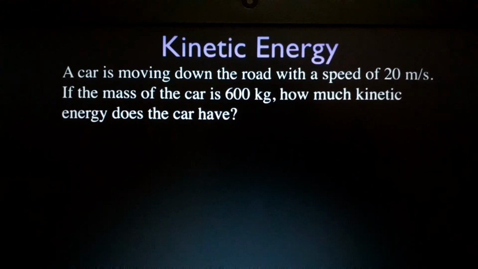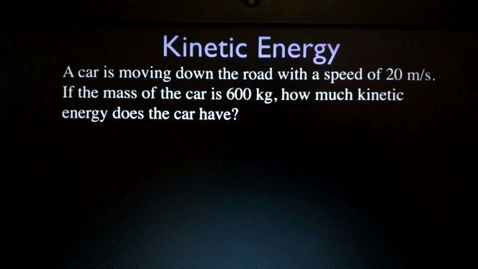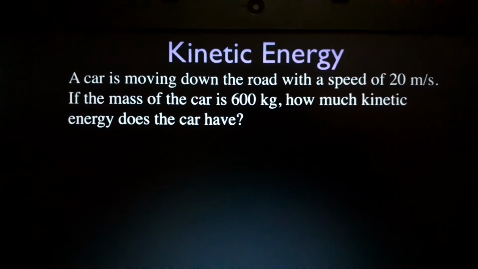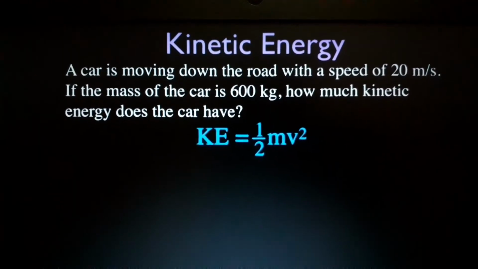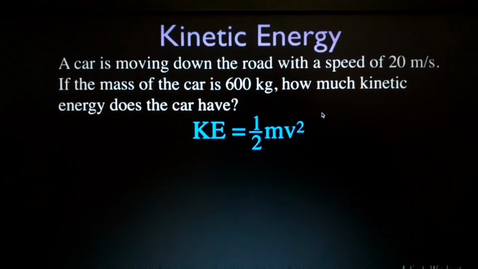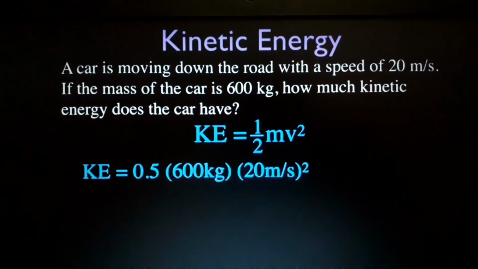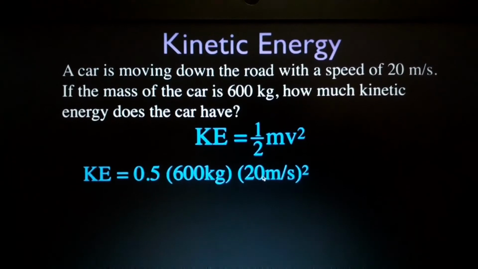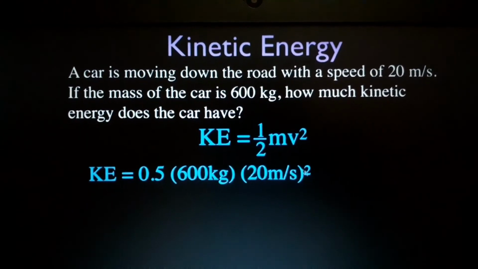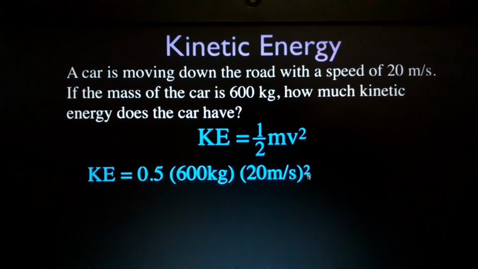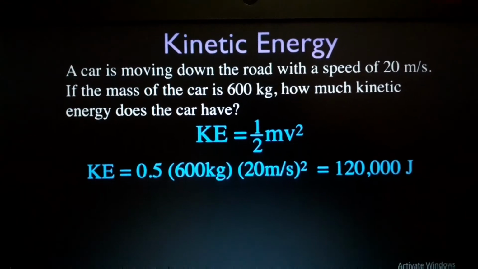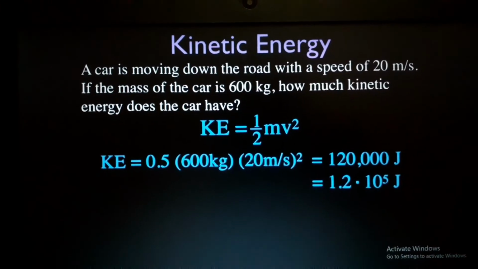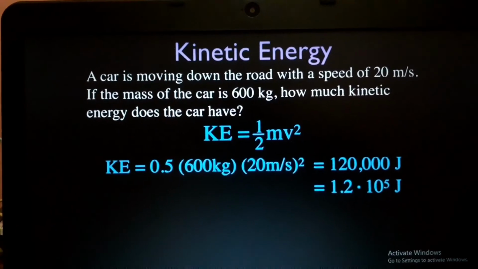A car is moving down the road with a speed of 20 meters per second. If the car, a kind of small car, has a mass of 600 kilograms, how much kinetic energy does the car have? Well, here's our equation. It's pretty straightforward. We're just going to use this equation the way it is. No rearranging or solving, just plug the numbers in. I like to write down 0.5, since 1/2 is the same thing. The mass is 600 kilograms. The speed we said was 20 meters per second, and we're going to square the 20 meters per second. Don't forget that, and you will get 120,000 joules, which might be better for significant figures if we wrote 1.2 times 10 to the 5 joules.